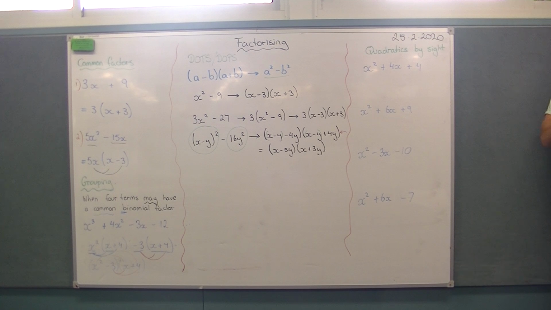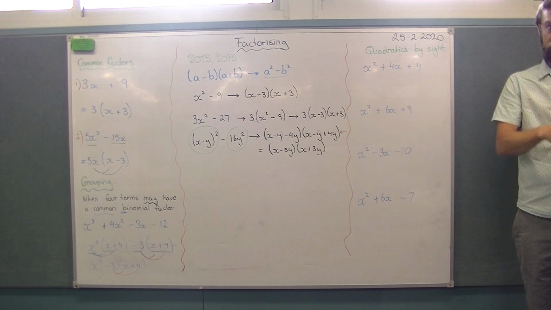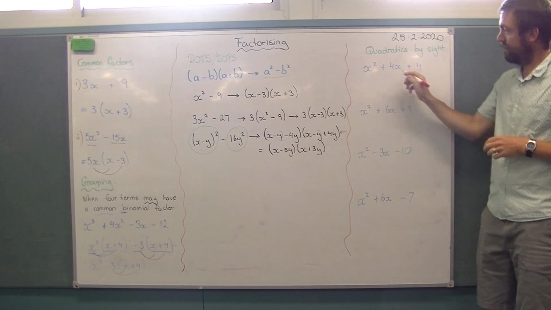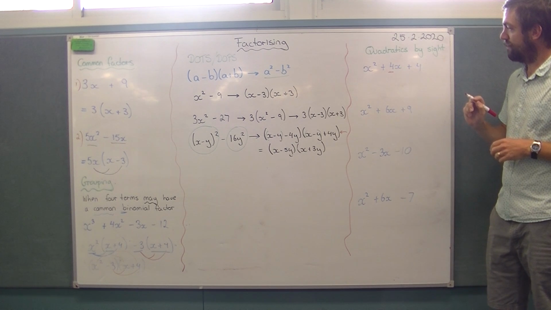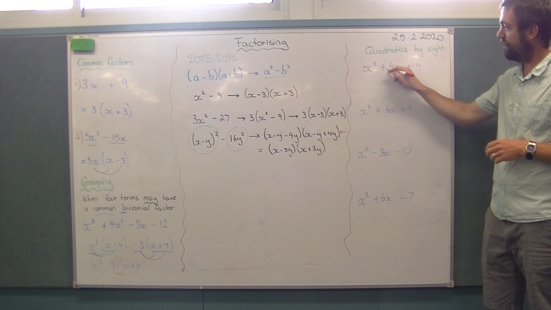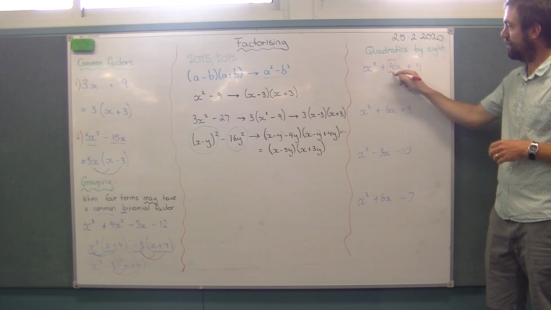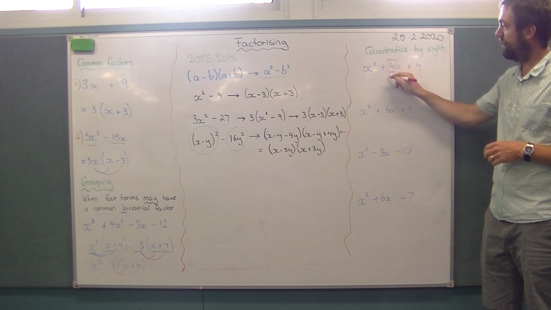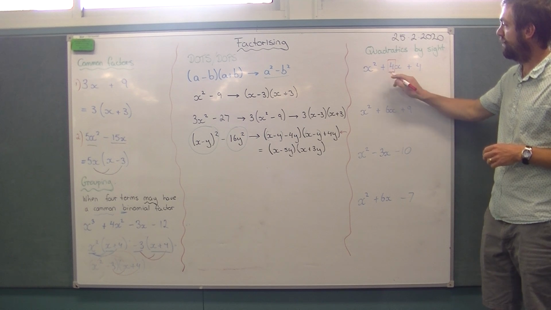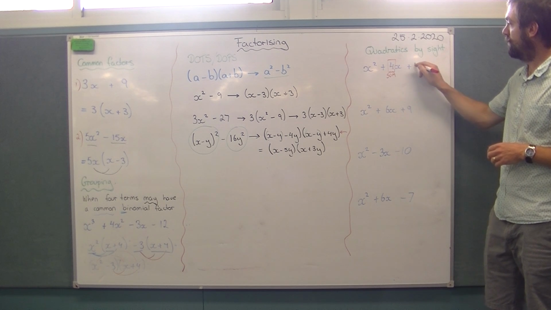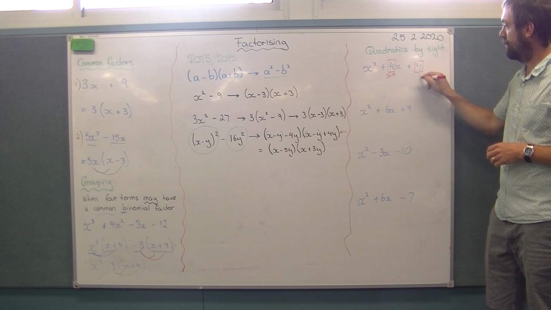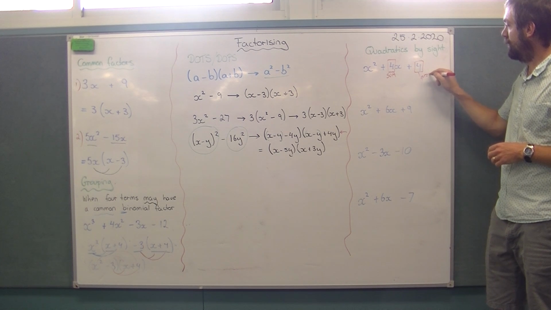Quadratics by sight. Can someone talk me through what they remember about quadratics by sight? How do we factorise them? The second term is, I don't know how to explain it, but basically that's the addition of the two numbers. Yep, the sum of the two numbers. And then the third term is the multiplication. Product. Yep. Great work.